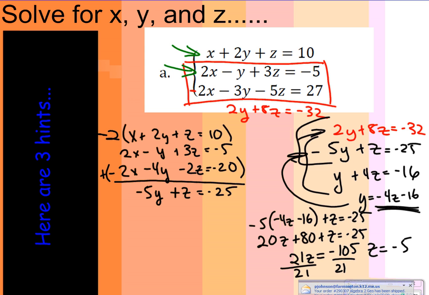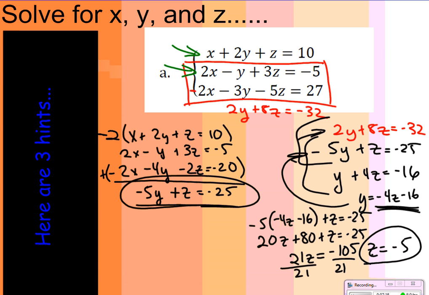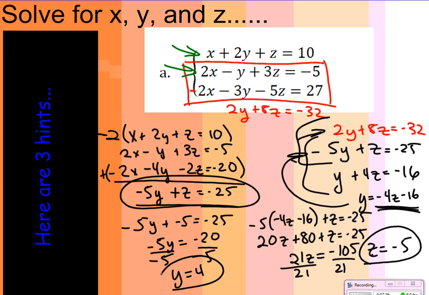Well, now work this back, okay? Take z equals negative 5 and work it back through and figure out what the other ones are. Well, if z equals negative 5, I'm going to put that right back in here because that's easy to do. Negative 5y plus negative 5 equals negative 25. So now when I bring that over, negative 5y equals negative 20. I get y to be positive 4.